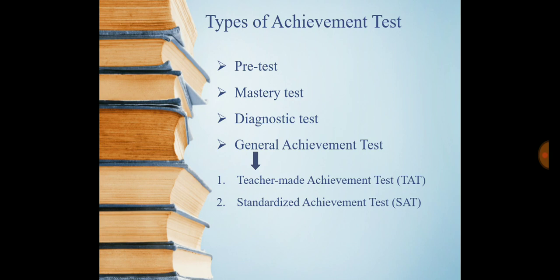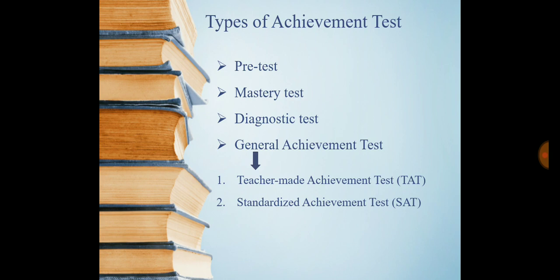These are the most familiar tests used by teachers. They are used to measure the broad range of instructional objectives. The content included in the test has to be more comprehensive and representative. Thus, the difficulty level has to be more widely distributed. The general achievement test can be further subdivided into two types, namely the teacher-made achievement tests and the standardized achievement tests.